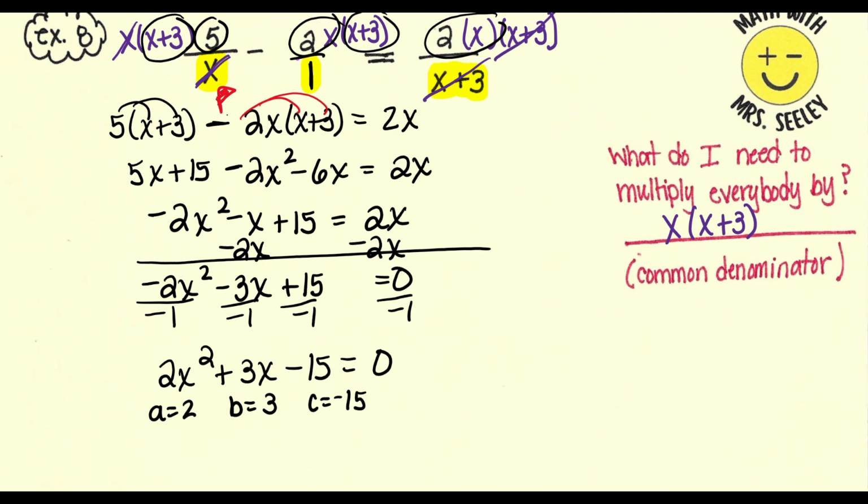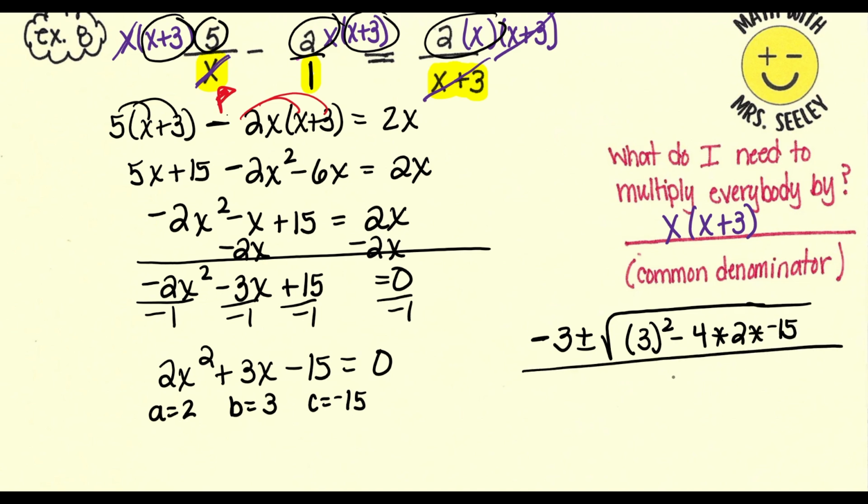The quadratic formula says negative b plus or minus the square root of b squared minus 4 times a times c all over 2 times a. So that's negative 3 plus or minus. If you multiply all that on your calculator, you get 129 over 4.